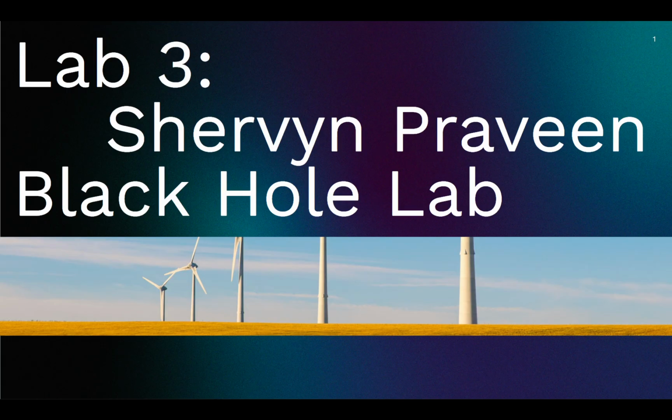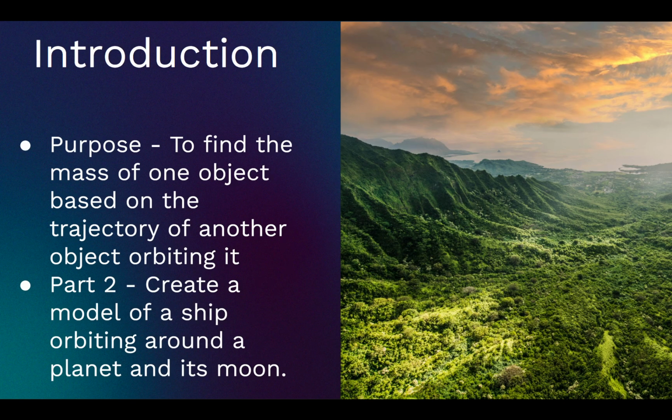Lab 3, Black Hole Lab by Shervin Praveen. The purpose of this lab is to find the mass of one object based on the trajectory of another object orbiting it. For part 2, we want to create a model of a ship orbiting around a planet and its moon.